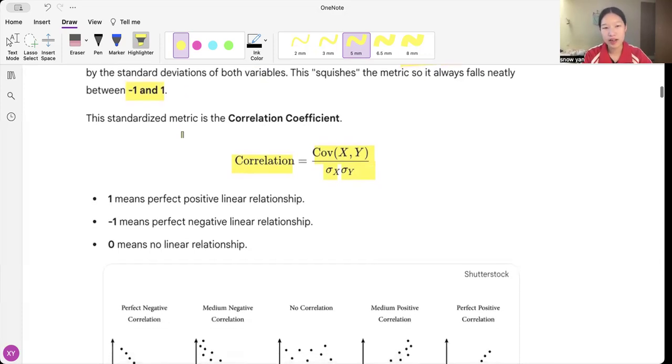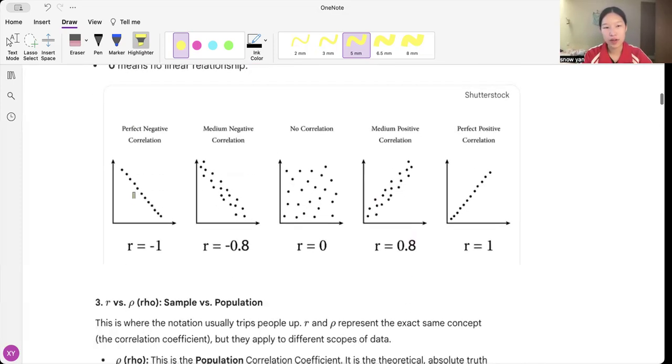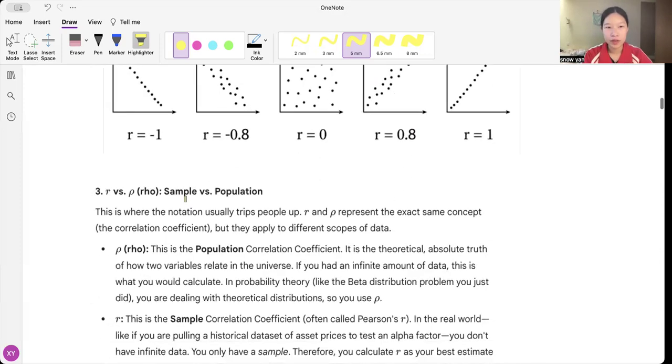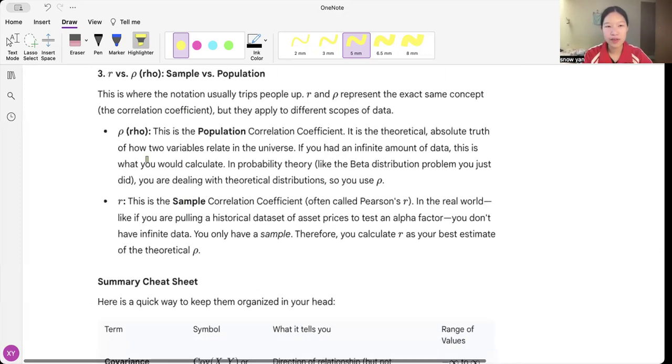So we get an idea that on the extreme, one means perfectly correlated in a linear relationship, and zero means no linear relationship. That's what the graphs look like, and that's what everyone is familiar with, right? This was where I got confused: I saw both rho and r, and I was like, what?